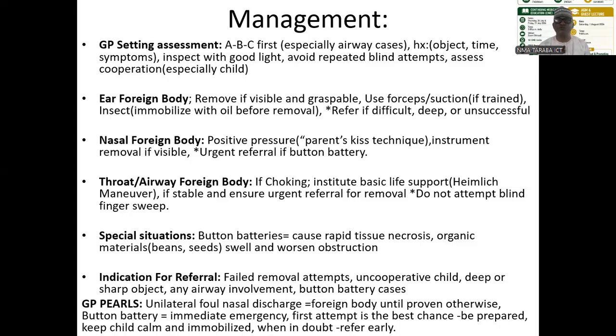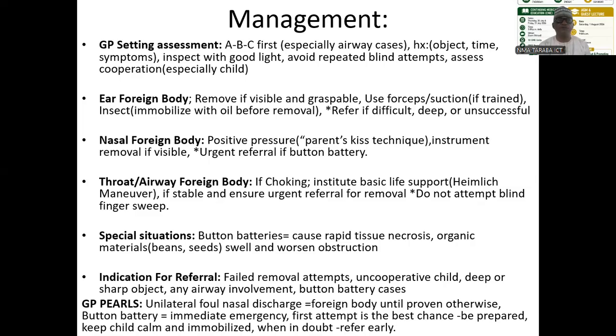If you don't have the right instrument, don't even attempt, because you may compound the problem. We've had situations where a foreign body was pushed into the middle ear and we had to do a major surgery to remove it. So if you don't have the right instrument, don't even attempt to do it.